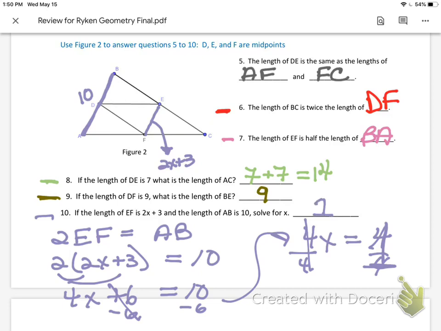Let's make sure that makes sense. If I plug in 1 for x in EF, so right here I'm going to plug it in. 2 times 1 is 2, plus 3 more is 5. Is 5 half of 10? Yes, it is. So that makes perfect sense. Okay, and that concludes the 5-1 video. Okay, so that tells you one piece about 5-1. We're going to do 5-2 and 5-3 on the next video.